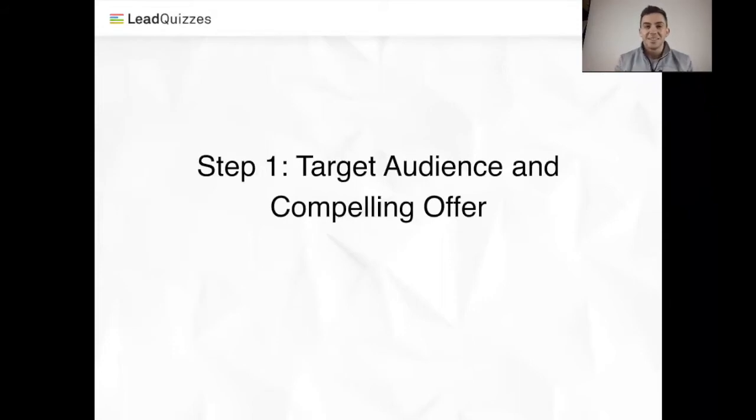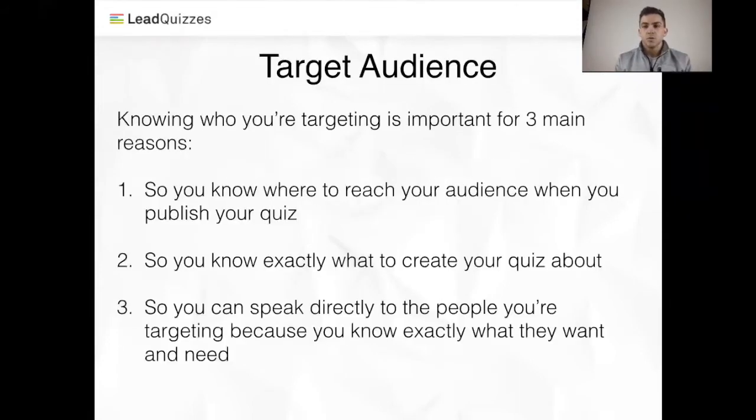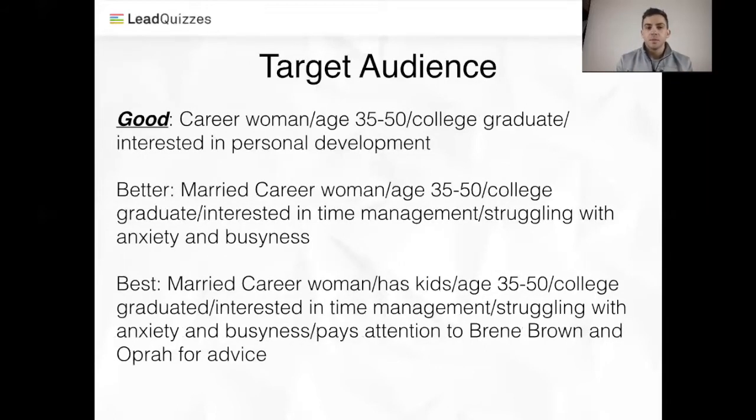First is target audience and compelling offer. You are going to want to know your target audience for 3 main reasons. First is so you know where to reach your audience when you publish that quiz. Second is so you know exactly what to create your quiz about. And then finally, so you can speak directly to the people that you're targeting because you know exactly what they want and need. So what are some ways that you can dial in your target audience?